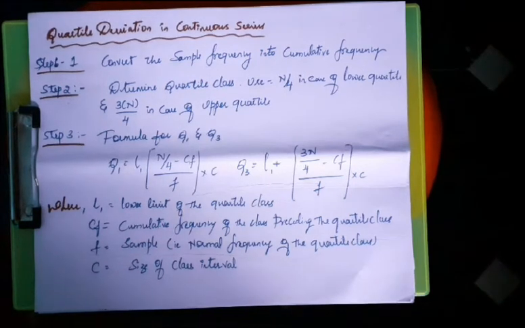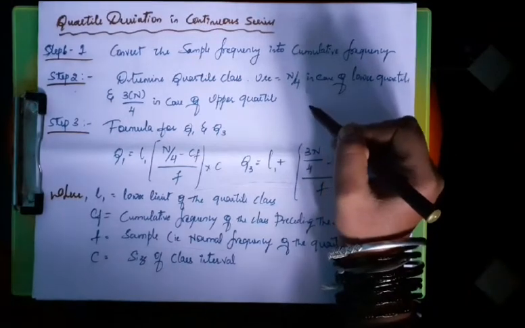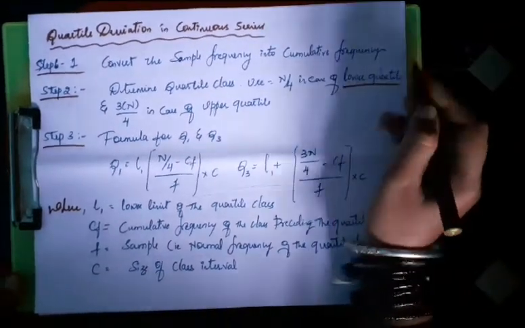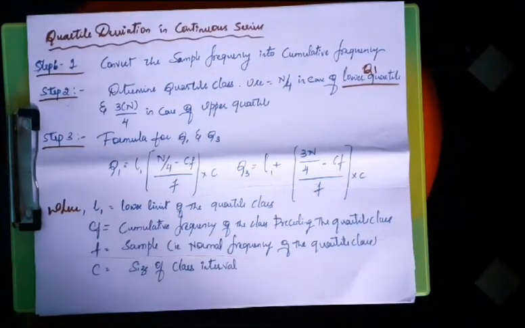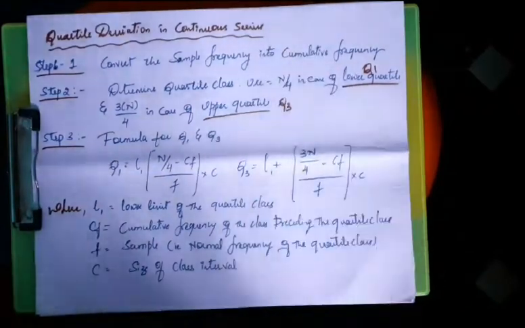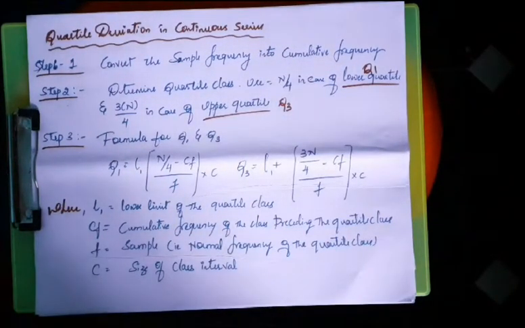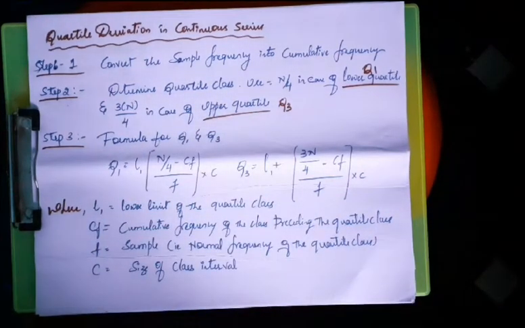Then the second step is determining the quartile class. How to determine quartile classes? N by 4 we are using to find out the lower quartile, that is Q1, and 3N by 4 in case of the upper quartile, that is Q3. So first we identify the cumulative frequency, then we find the quartile class, and thirdly we apply the formula. We have the formula to calculate Q1 and Q3 values.